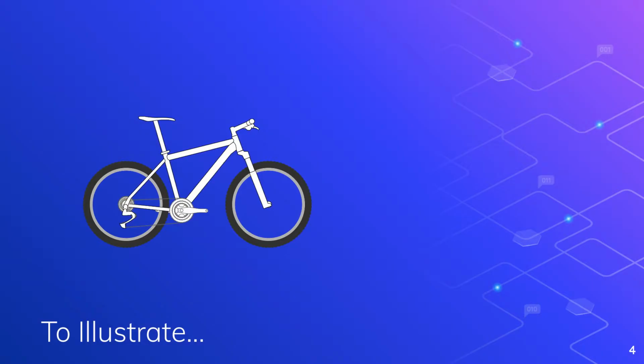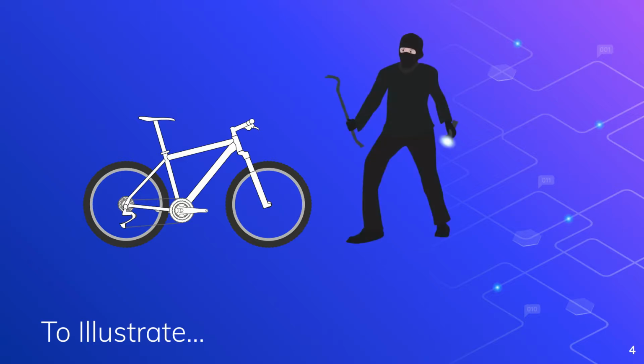All right. So to illustrate, I have a bicycle here. It seems like a rather nice bicycle. It looks like a 21 speed. I was looking at the gears. There you go. So this is our asset. This has value, so someone could steal it. That would be a threat.